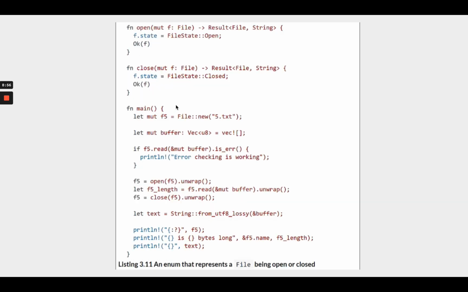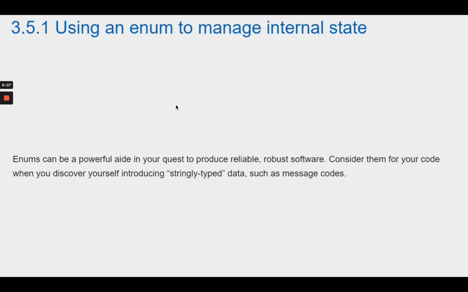Listing 3.11, ch3/ch3-file-states.rs, produces code that prints a short alert to the console. Enums can be a powerful aid in your quest to produce reliable, robust software. Consider them for your code when you discover yourself introducing stringly typed data, such as message codes.